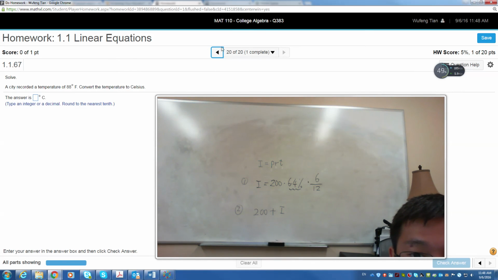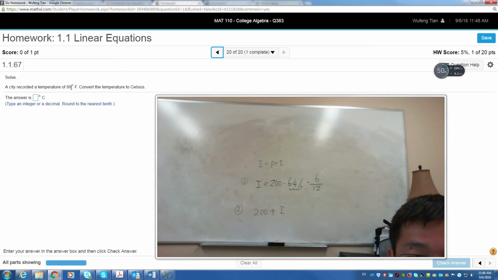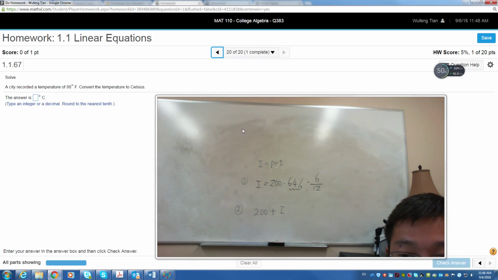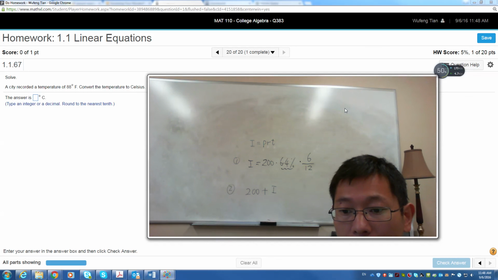Last one, you can use the previous formula. It says what? It says 88 degree, the answer as well. Okay, you just need to plug 88 into the formula here, replace F by 88, then it's going to be the answer for this one. Okay, so that's all the homework for section 1.1.